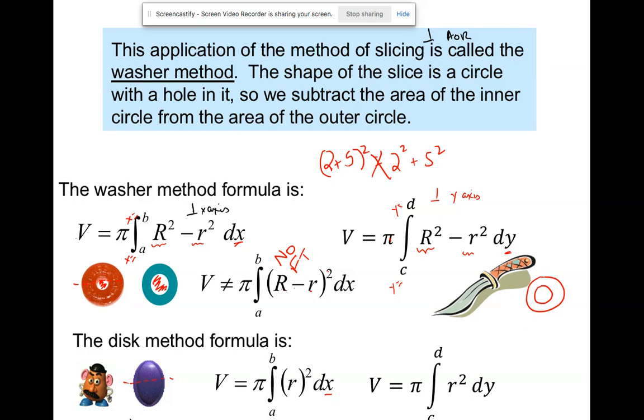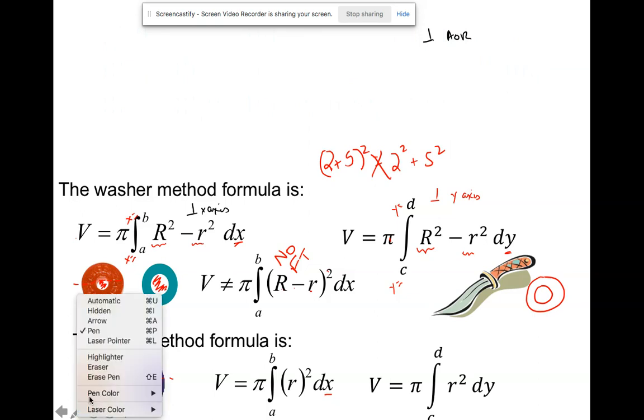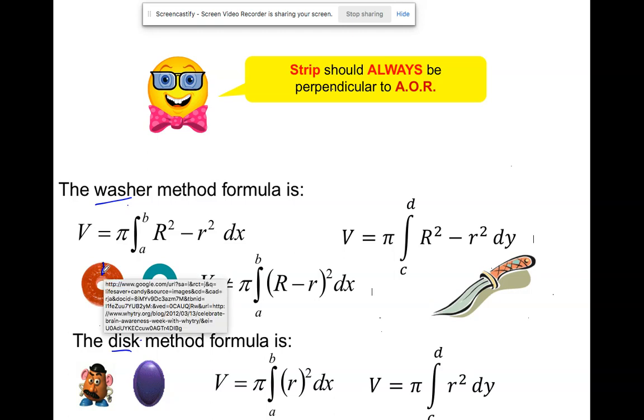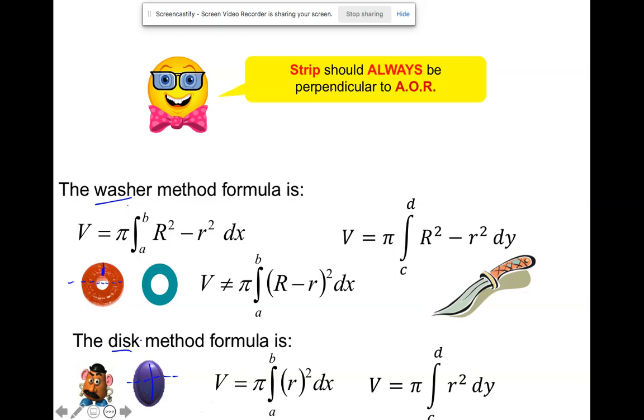I didn't really draw that right. The strip you draw for the washer and the disk method is always perpendicular to your axis of rotation. Always. I highlight that because in our next volume by revolution, we're going to talk about when your strip is parallel to the axis of rotation. For washers and disks, the strip that you draw in your region is perpendicular to the axis of rotation. Perpendicular to the axis of rotation.